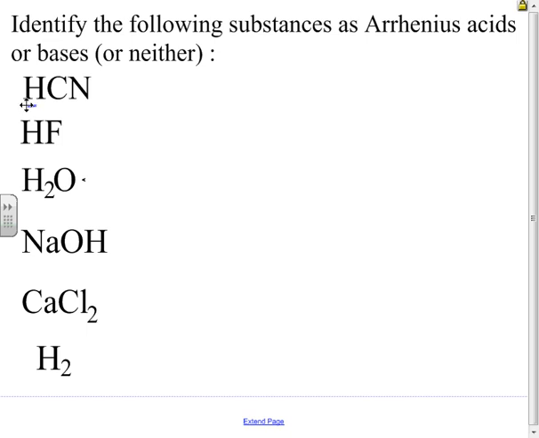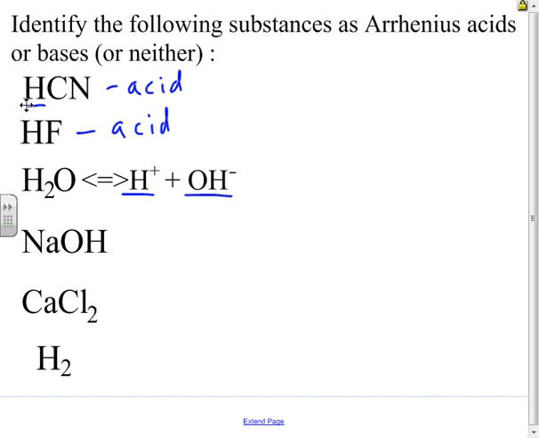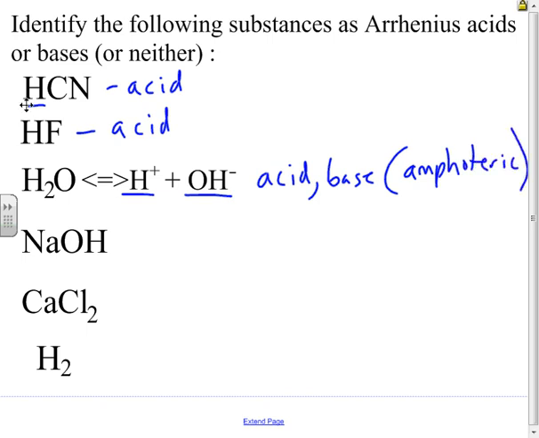Typically, if the hydrogen is first, it is always an acid. So this is hydrocyanic acid, making that an acid. Again, hydrogen first, so this is an acid. Water you may think of as being neither an acid nor a base, but remember, water dissociates into hydrogen ions and hydroxyl ions. Since it produces hydrogen ions, it's an acid. It produces hydroxyl ions, it's a base, so it is both an acid and a base, something referred to as being amphoteric. If something can act as both an acid and a base, it is amphoteric.